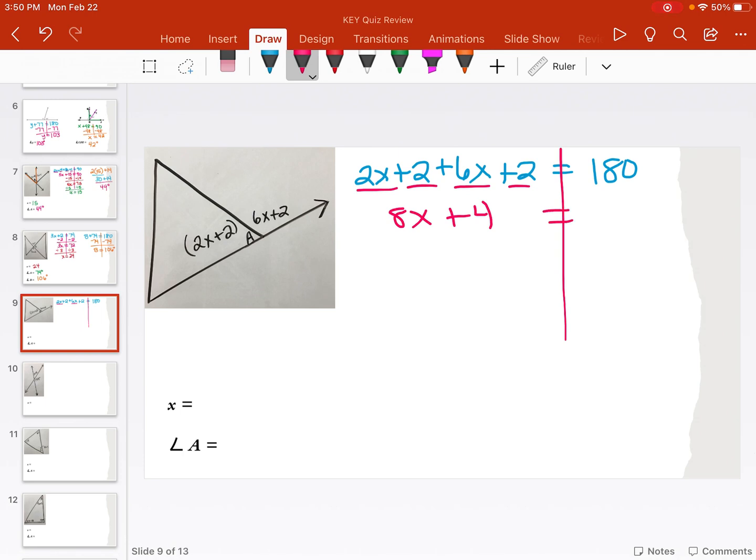So 8x plus 4 equals 180. Subtract my 4. I have 8x equals 176.